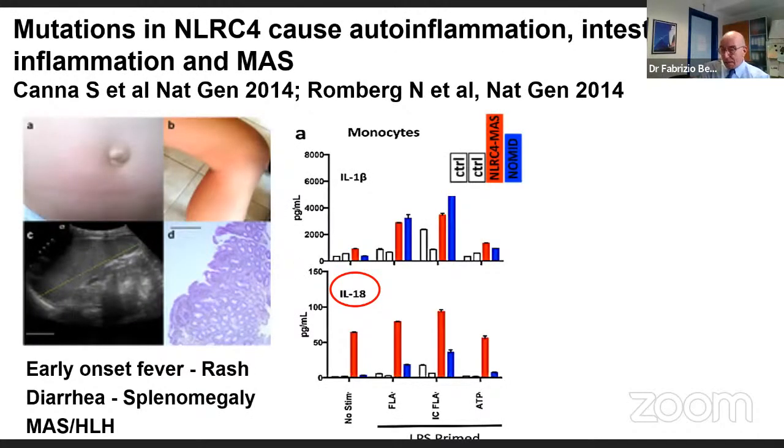One is IL-18, and the story about IL-18 started when these 2 back-to-back papers appeared a few years ago in Nature Genetics, showing that essentially a disease characterized by abnormal activation of the NLRC4 inflammasome caused prominent overproduction of interleukin-18. These patients have huge amounts of interleukin-18, and they have recurrent episodes of MAS-HLH.